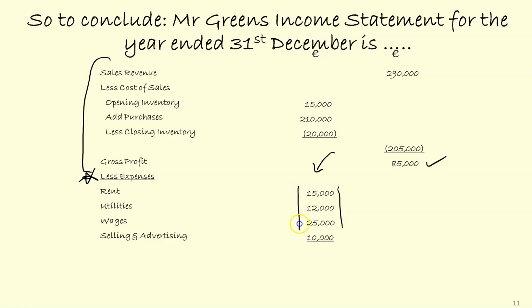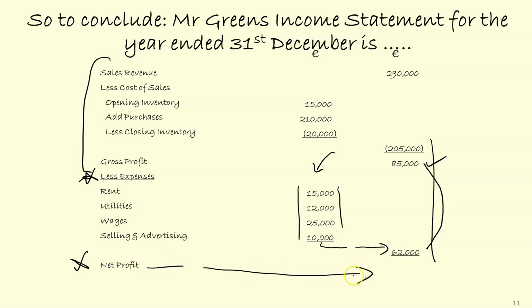Now I'm going to add up these four items here, and I'm going to bring them out over into the second column here, the right hand column, and line them up underneath the gross profit. So those four items come to 62,000. So then I'm going to have my gross profit less my expenses, and they will give me the net profit figure, which is 23,000.